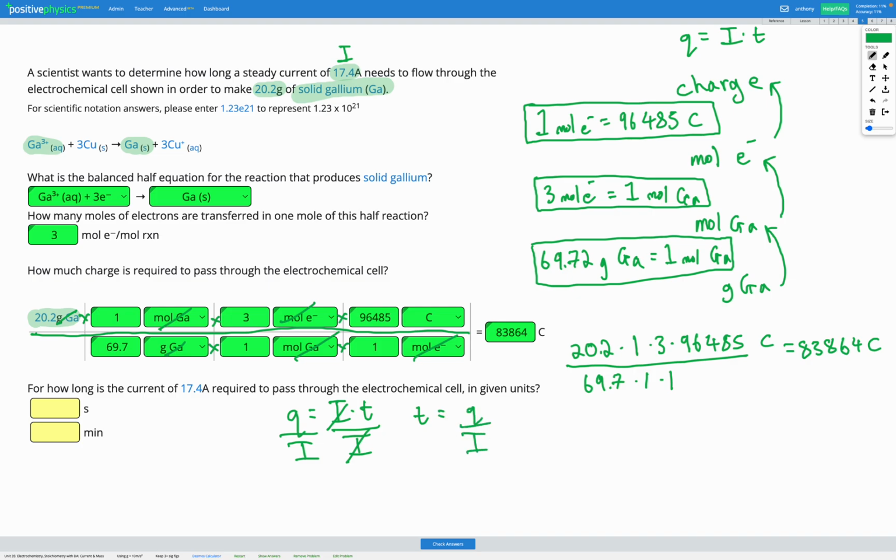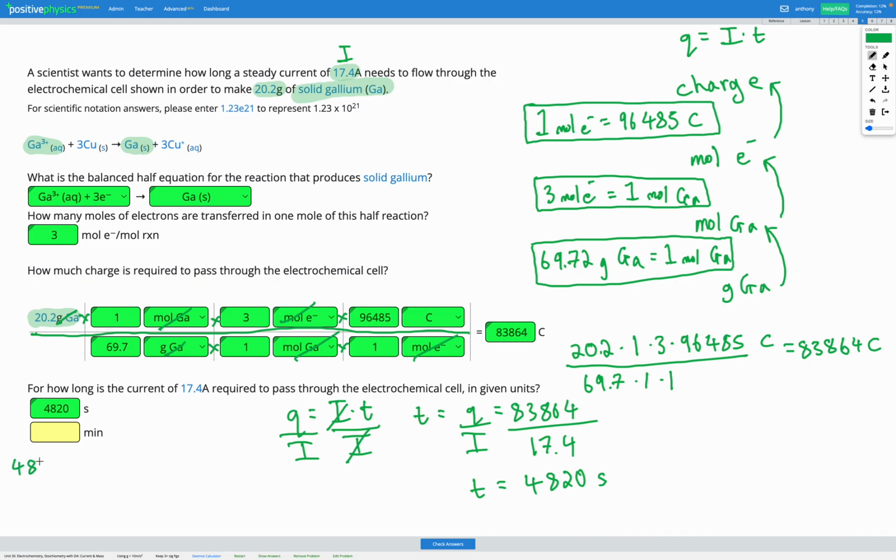Now we just need to put in our numbers. Q is the charge, which was 83,864 coulombs that we just calculated, divided by I, which is the current. That was given in the question as 17.4 amps. So if you put that into our calculator, that's going to get us a time of 4,820 seconds. So we can go ahead and fill that in here. Awesome. Finally, it also wants us to give that in minutes. So we're going to need to convert that into minutes.